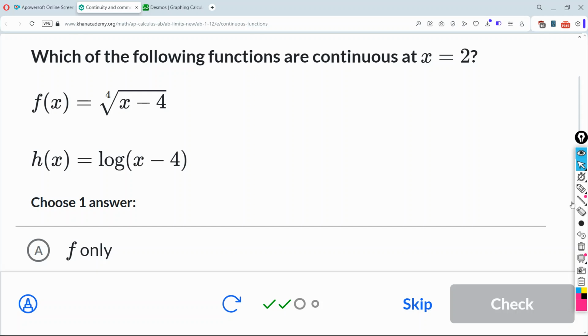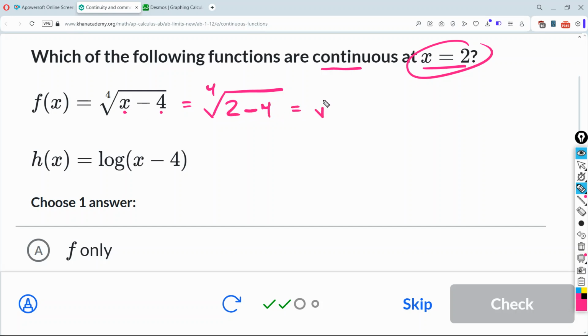All right, last one. They're asking us if the function is continuous at x equals 2. So let's plug in x equals 2. Here we have a fourth root. If we do 2 minus 4, plugging in 2 in place of x, that's going to be the fourth root of a negative number. 2 minus 4 is negative 2. If the root is even, the part under the radical cannot be negative. So this is no good. If this were an odd root, like a third root or fifth root, then it would work. But you can't have an even root of a negative number.